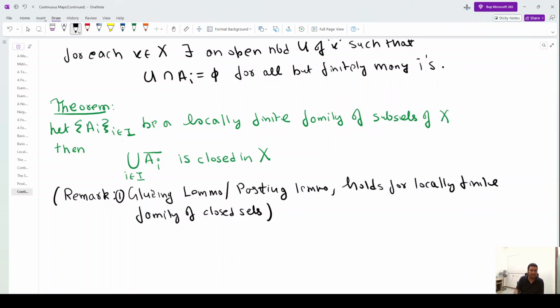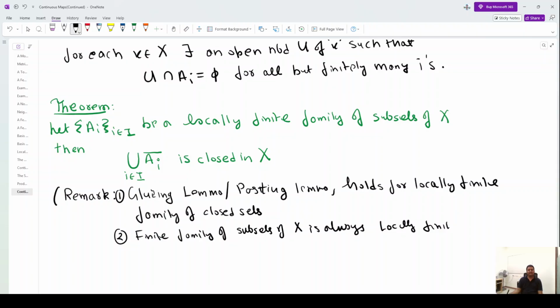Number one. Let's have some more remarks. Number two. I mean, if you clearly see this, a finite family of subsets of X is always locally finite, right? Because there are only finitely many sets.